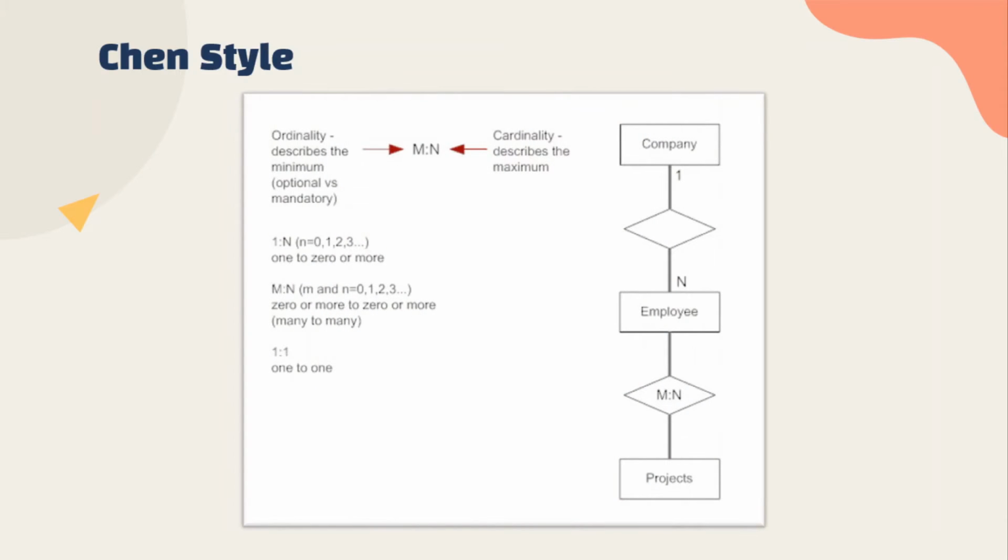And the second is the chain style. You can see the chain style in this image. The ordinality and cardinality are described using the numbers 0, 1, or n. Ordinality describes the minimum and cardinality describes the maximum.